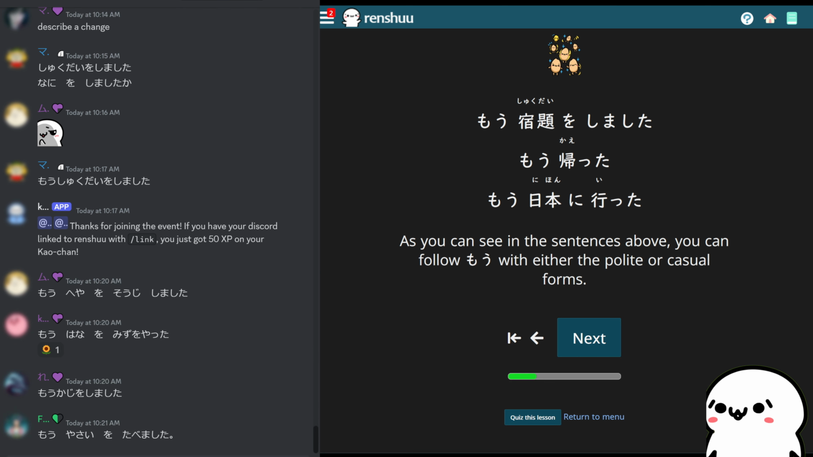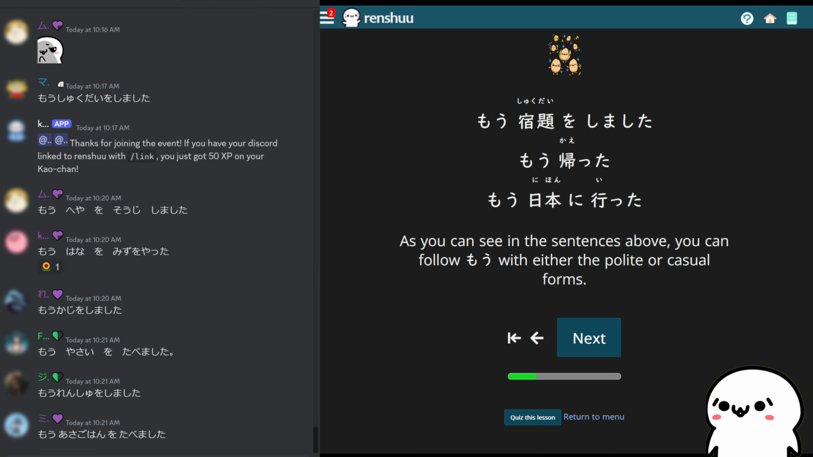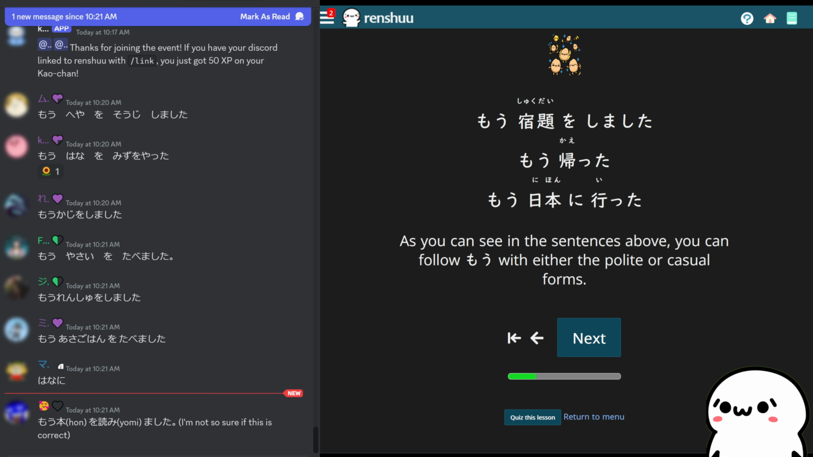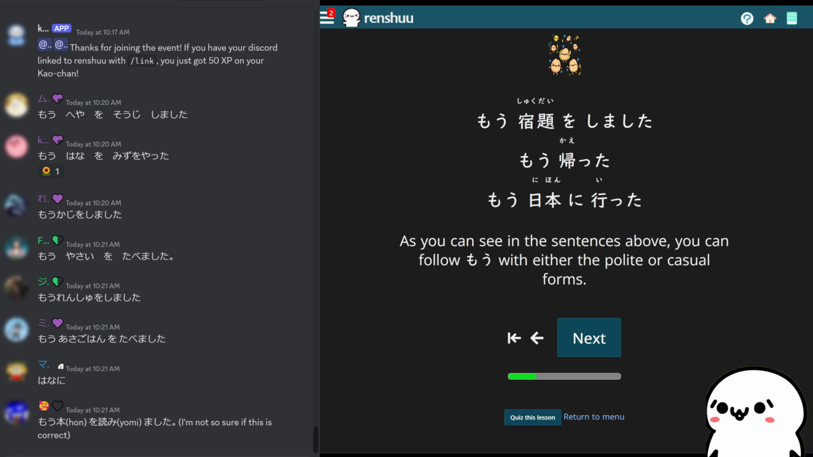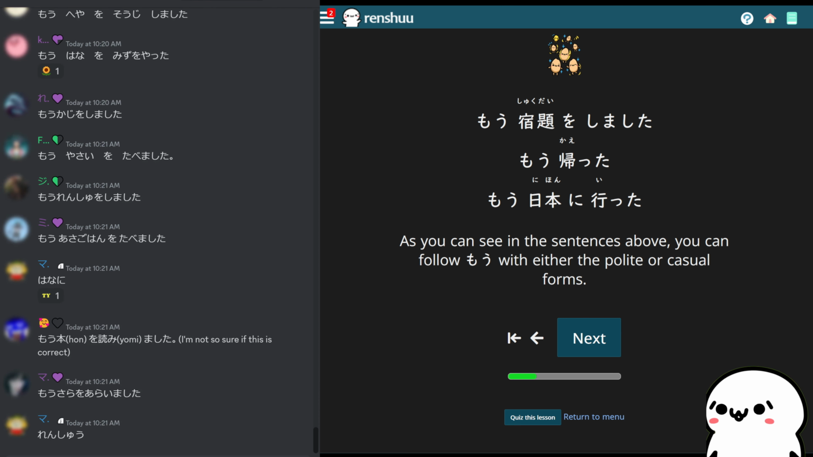So what do we have? Someone said, oh, I already gave the flowers some water. Since you're giving the flowers the water, since it's kind of a directional action, it would be hana ni mizu o yatta. So someone said, I don't forget Renshu is in the name of our app, has a long oo sound on the end.